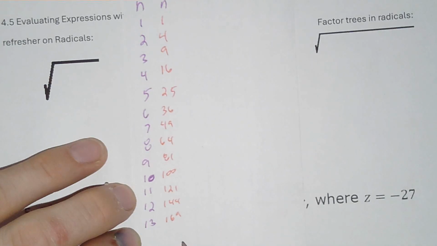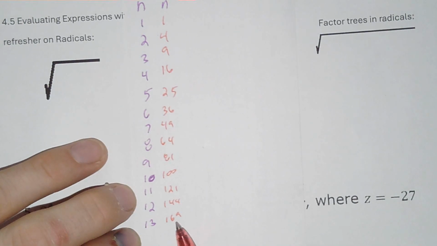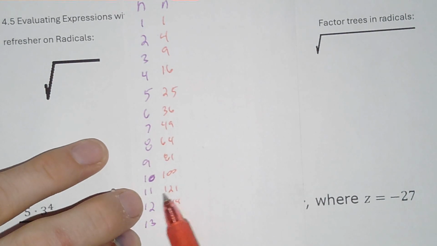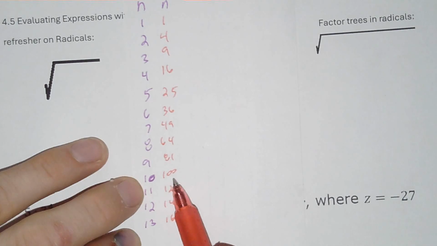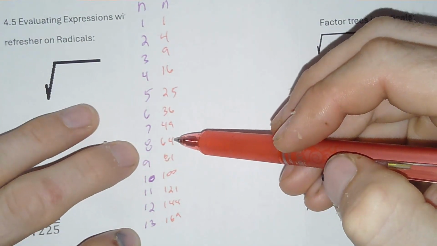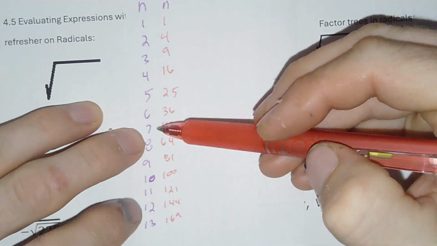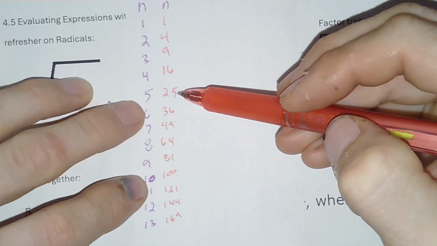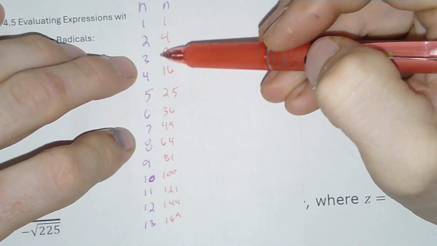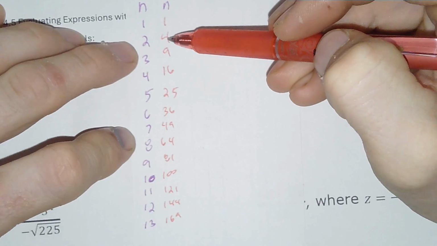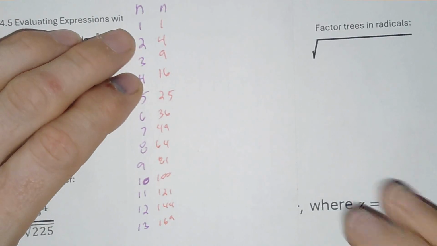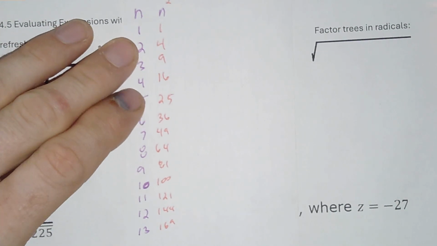And the reverse of that is square root. The square root of 169 is 13, the square root of 144 is 12, 121 is 11, the square root of 100 is 10, the square root of 81 is 9, the square root of 64 is 8, the square root of 49 is 7, the square root of 36 is 6, the square root of 25 is 5, the square root of 16 is 4, the square root of 9 is 3, the square root of 4 is 2, and the square root of 1 is 1.